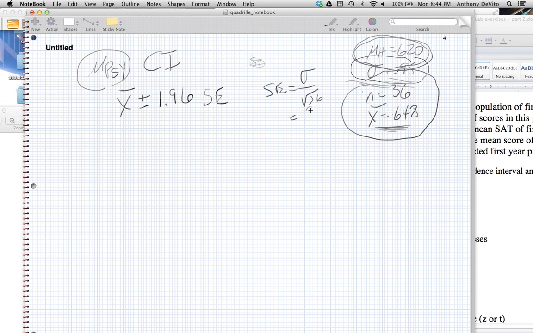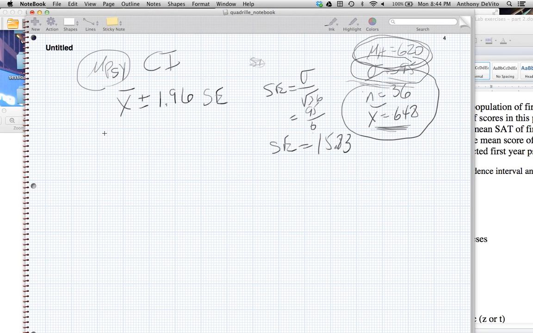That's equal to 95 over 6. Let's see, 6 into 95, 15 and... what's that? 15.83? Okay, I'm going to leave it at 15.83. So my standard error is 15.83.